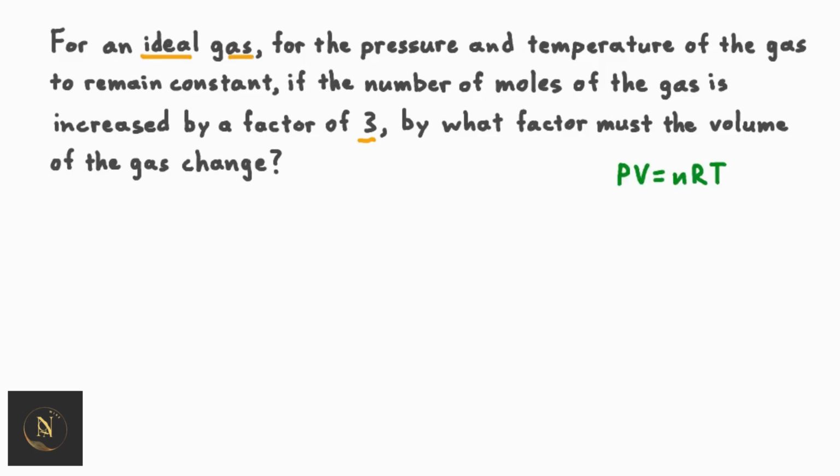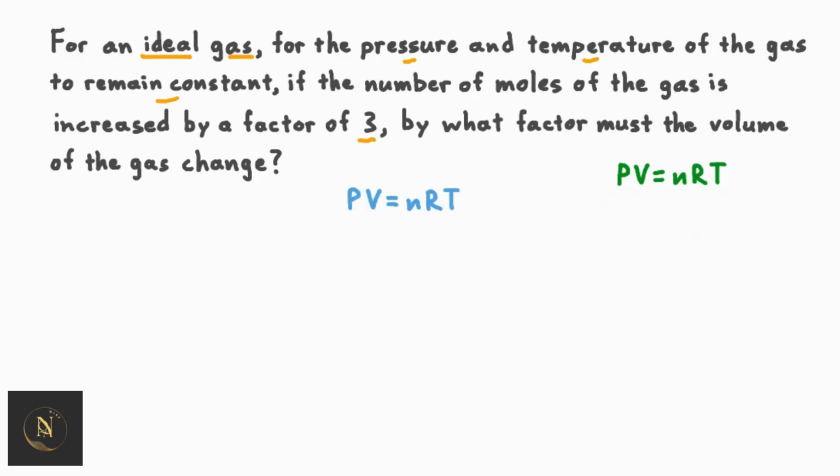That tells us the gas can be described by the ideal gas law, which says that the pressure of an ideal gas multiplied by its volume equals the number of moles of the gas times a constant multiplied by the gas's temperature. In this equation, the quantity R is a constant. It's called the molar gas constant. In our particular case, the pressure P and the temperature T of the gas are also held constant.